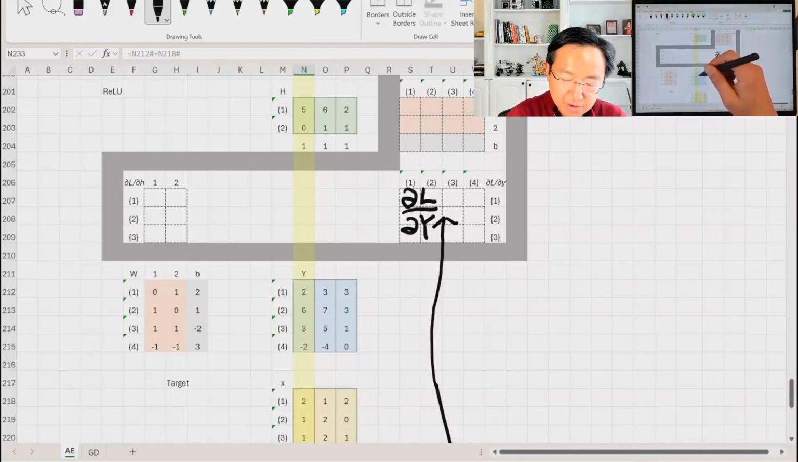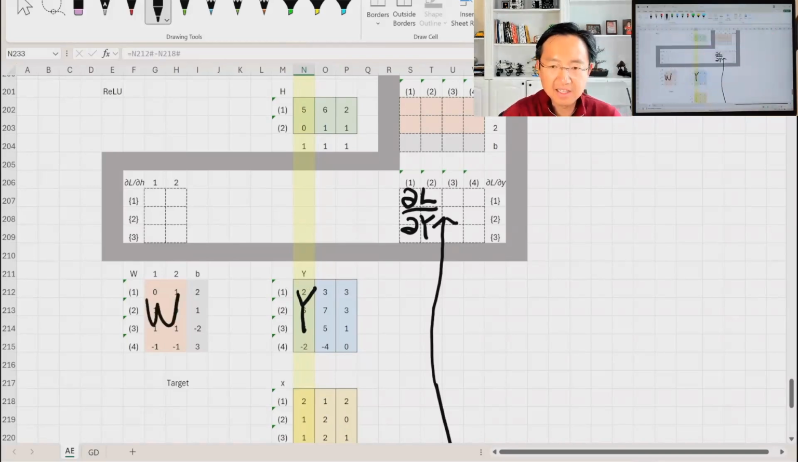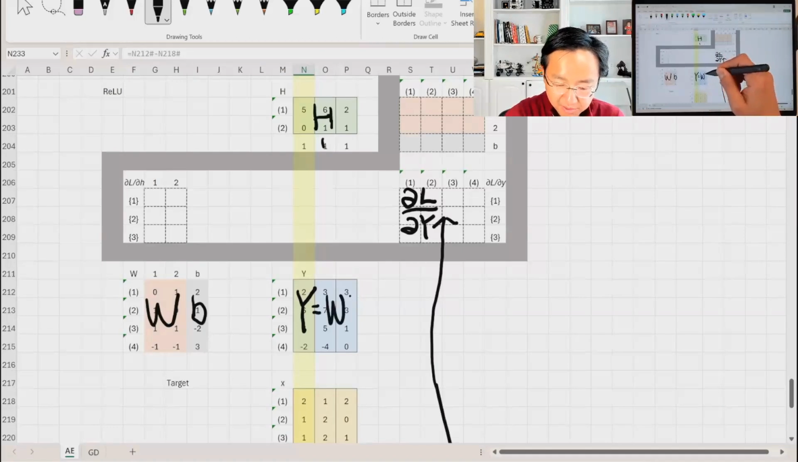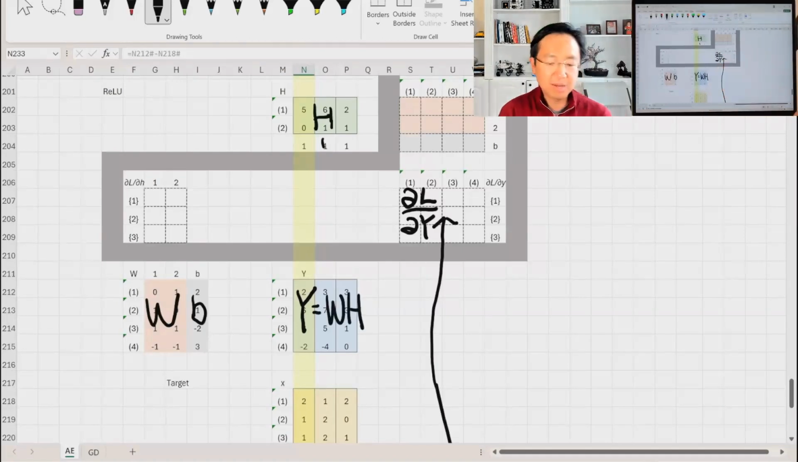Remember, let's go back to my forward pass. In the forward pass, how do we compute this Y? If I remember, Y is computed by taking W and B here, and then we have this H over here and 1 here, right? So if you just multiply them, it's going to be WH. So this is how we computed it earlier.